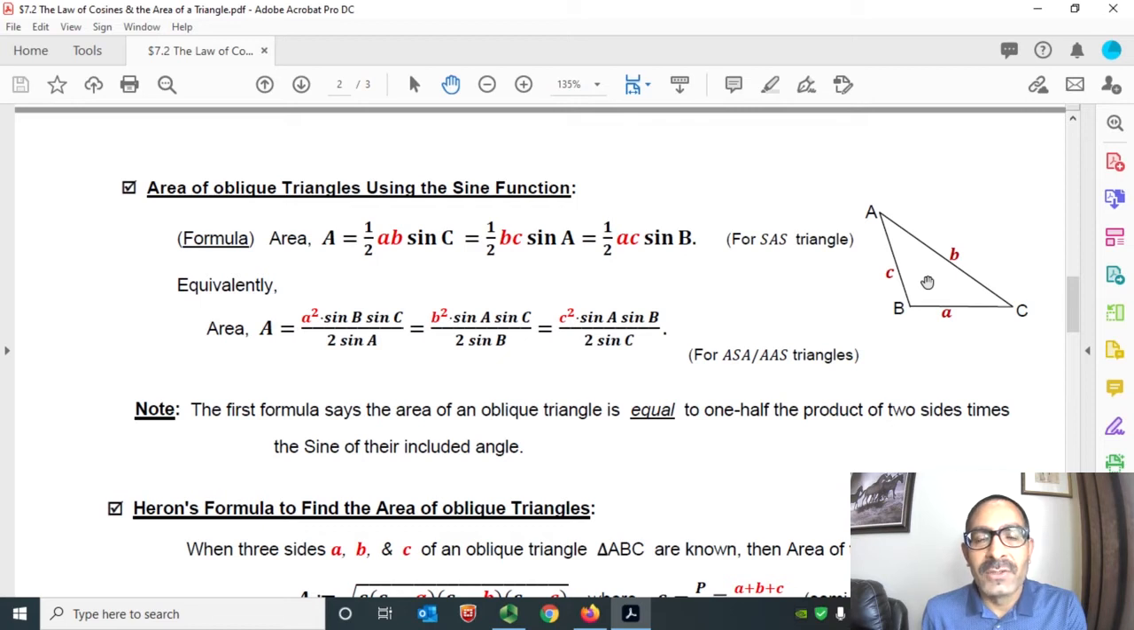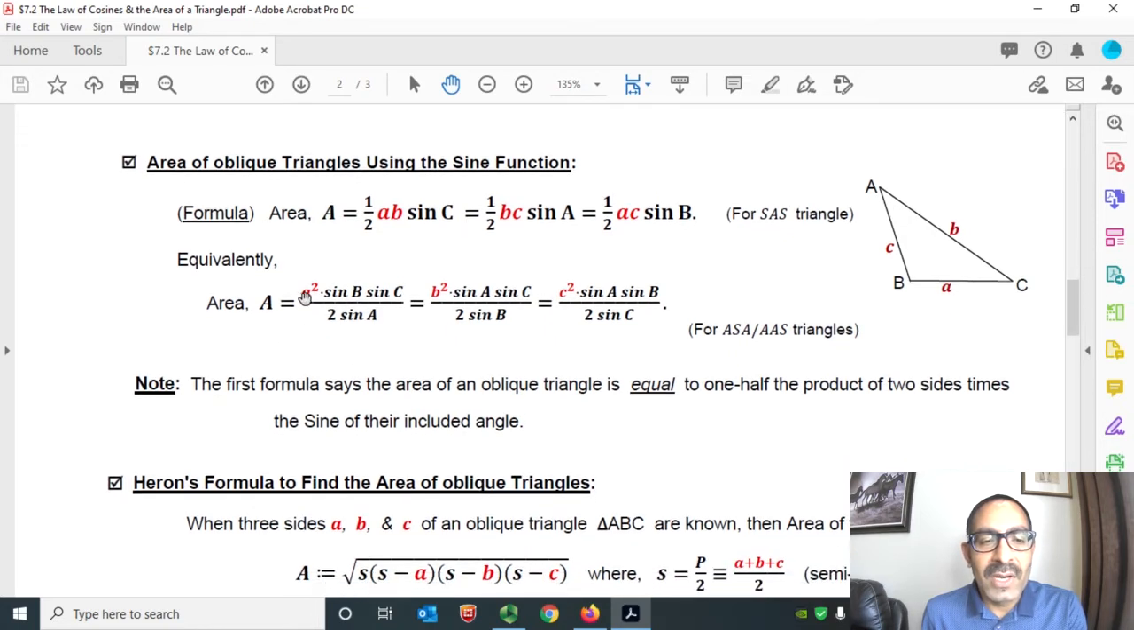It's not a right triangle, so we cannot use area equals half base times height for finding the area of this triangle. Or equivalently, the area formula turns out to be area equals a squared times sine B sine C over 2 times sine A, or area equals b squared times sine A sine C over 2 times sine B, or area equals c squared times sine A sine B over 2 times sine C. Awesome.